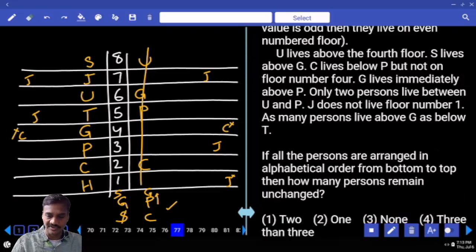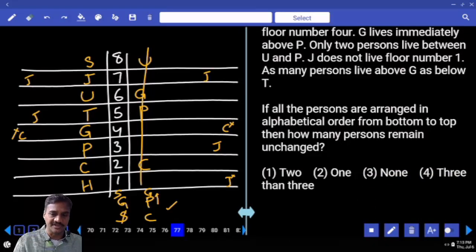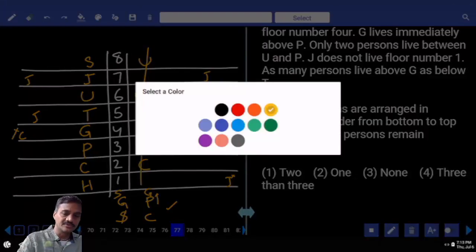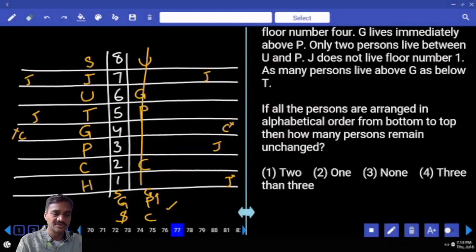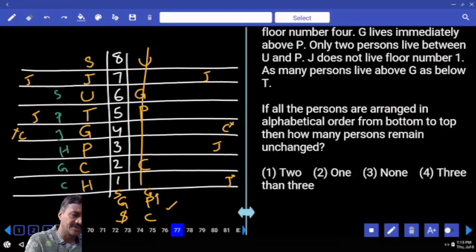Then 77: if all the persons are arranged in alphabetical order from bottom to top. From bottom to top, we need to arrange all these persons. Then now C, and next one is what? G, and next to G is P, H, isn't it? Next one is J, and next to J, what are the other elements we have? P, S, T. Now P, S, T and U.